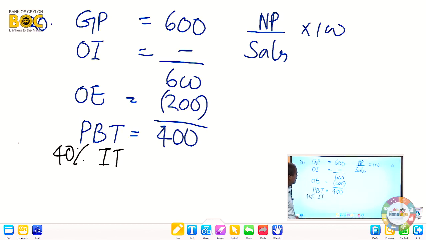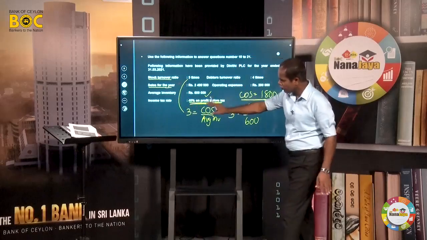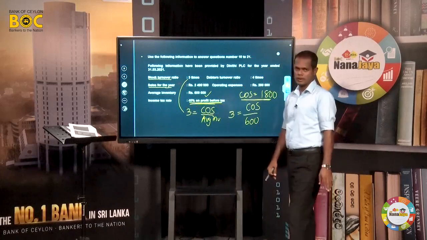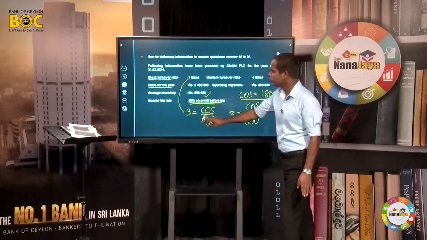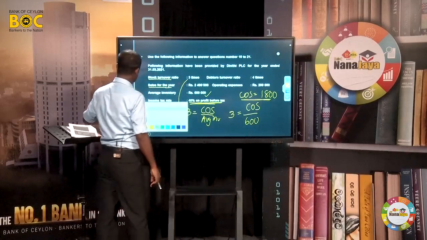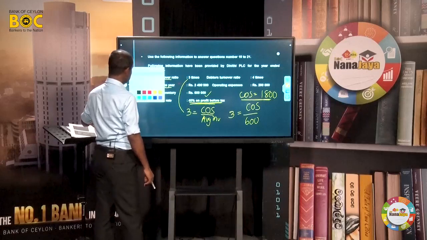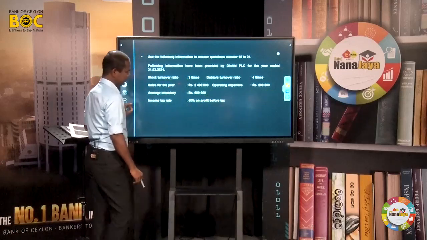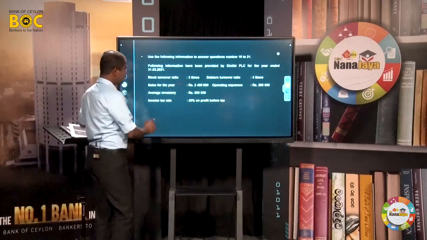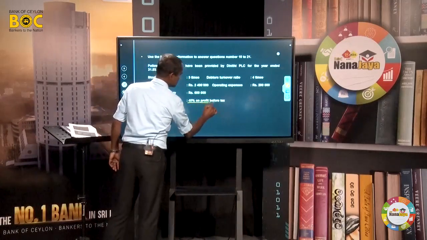The 400,000 profit before tax, what does it clearly say? Income tax rate is 40% on profit before tax. It's clear now that income tax is 40% on profit before tax.